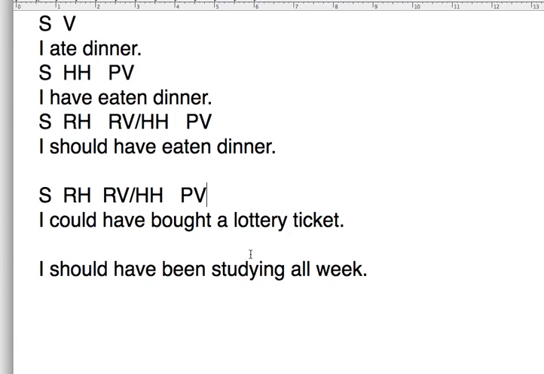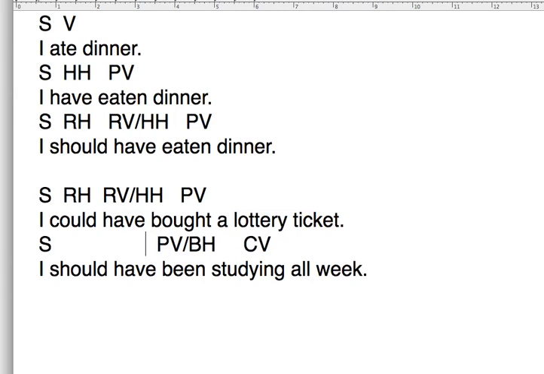Here's one with four in a row. I should have been studying all week. Okay, an easy way might be to look at the last one first. Studying, we can see, is a continuing verb, right? Okay, a continuing verb goes with what kind of helper? It goes with a be helper, okay? But this be helper also goes with have. And have, an HH, goes with a PV. So this is a pre-started verb that goes with the have helper have.